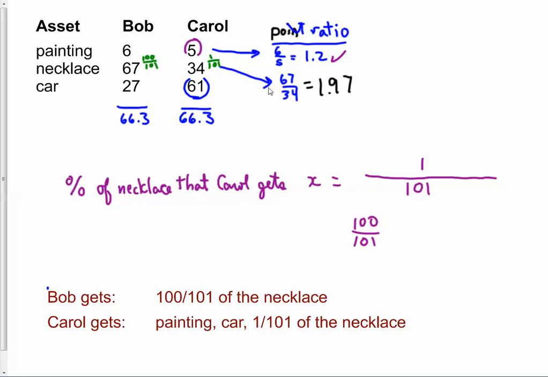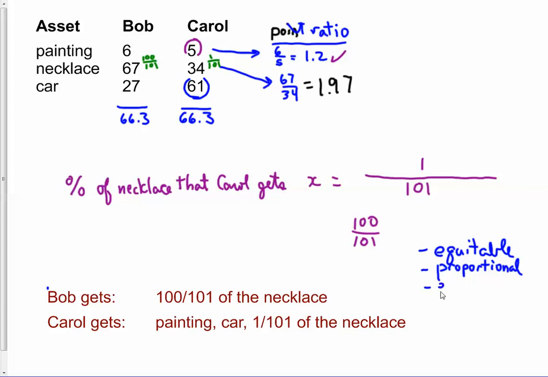It was equitable because both of them feel like they're getting 66.3 points worth of stuff. So in other words, because it was out of 100, 66.3% of the stuff. So it's definitely equitable. It is proportional. Proportional for two people just means everybody feels they're getting at least half, and we said they are because they're getting 66.3%. Each of them thinks that.